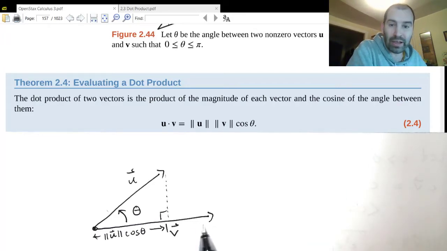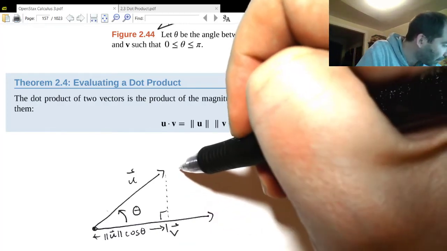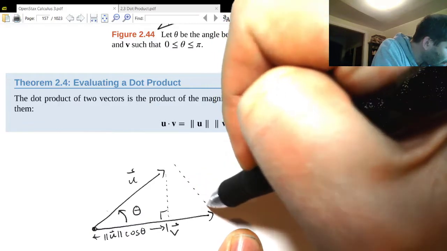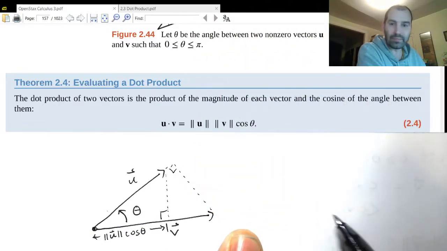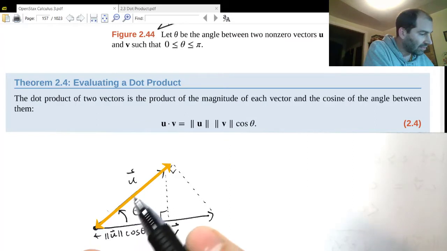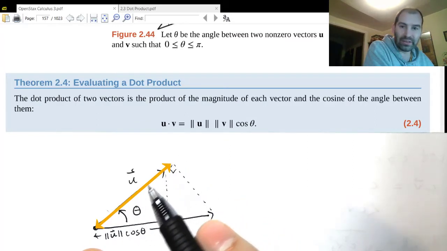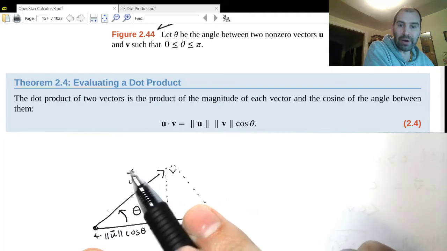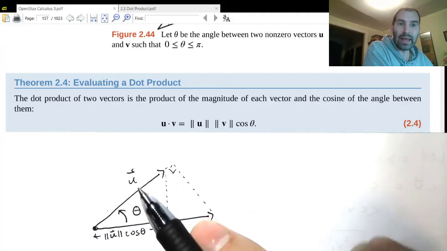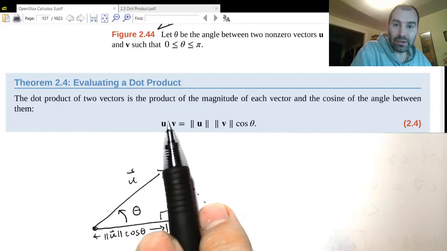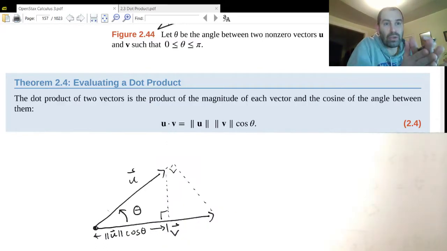I could also have looked at the magnitude of v times cosine theta, in which case I would have been projecting v down this way, and I would have been finding this distance. This is the magnitude of v times cosine theta, and I'm multiplying it by the magnitude of u. And it turns out that gives me u dot v. It doesn't matter which vector you project onto the other one, you get the same result. It always ends up just being the dot product. So this is a really useful geometric way to think of the dot product.